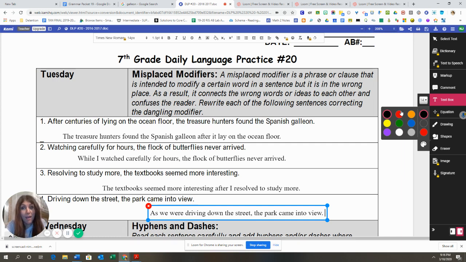Notice how these are all complex sentences. I know you didn't forget that, right? As we were driving down the street cannot be standing by itself, which makes it a dependent clause. The park came into view is your independent clause. Join them together and you have a complex sentence because as is a subordinate conjunction.